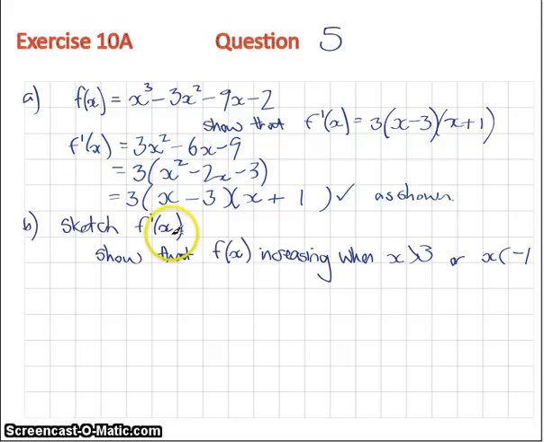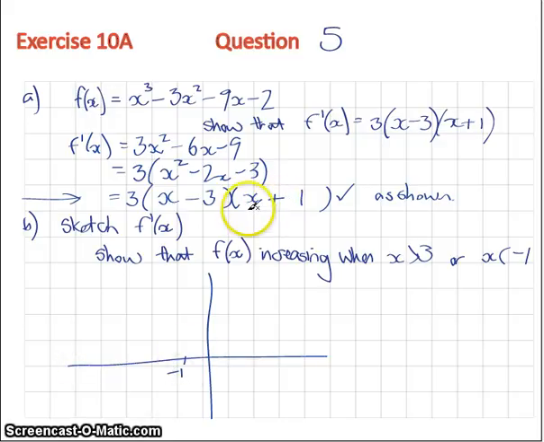Then I need to sketch the derivative. So what I'm doing is I'm going to sketch this quadratic now. I need to show when it's increasing. So to sketch the quadratic, I'm going to use the factored form here, because this tells me the roots are at minus 1, where this piece is equal to 0, and at x equals 3, where that piece is equal to 0. It's a positive quadratic, so I'm going to have this shape.